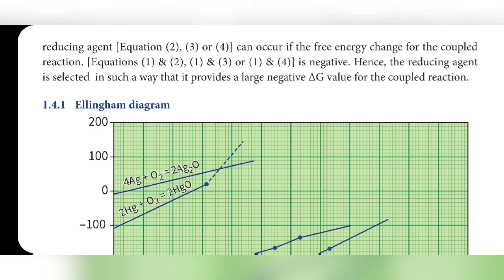Hence, the reducing agent is selected in such a way that it provides a large negative value for the coupled reaction. Whichever set has the largest negative value for the coupled reaction, that reducing agent is selected.